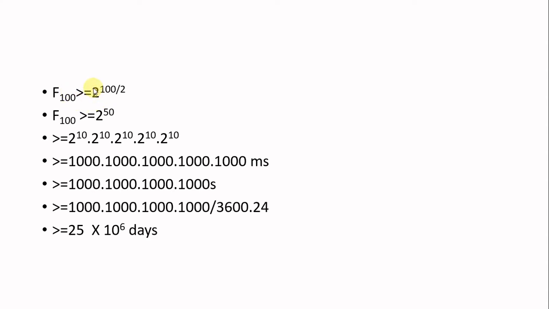So we know that the number of recursive calls for Fn is greater than or equal to 2 power n by 2. So F100 will be greater than or equal to 2 power 100 by 2. So F100 will be greater than or equal to 2 power 50. So you can write it as 2 power 10 into 2 power 10 into 2 power 10 into 2 power 10 into 2 power 10.